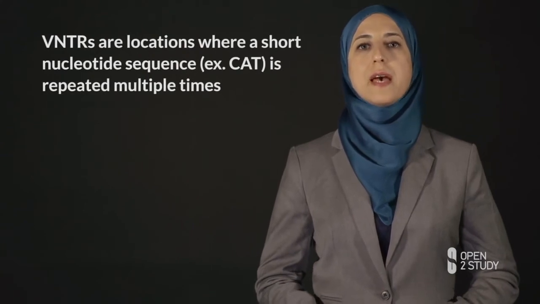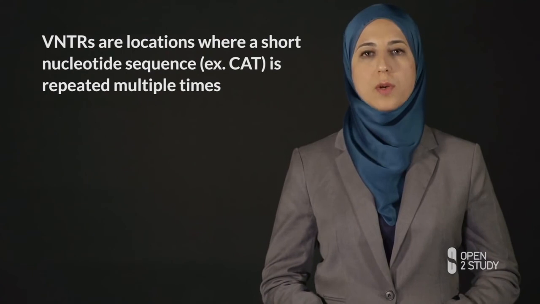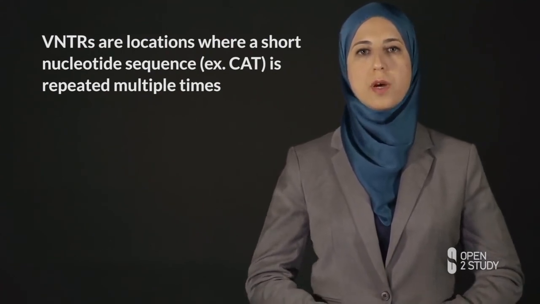The highest subtyping resolution is required for precise identification of bacterial isolates. Therefore, highly mutable genomic regions must be used. As an example, variable number tandem repeats, VNTR regions. These VNTR regions are locations where a short nucleotide sequence, like CAT, is repeated multiple times.